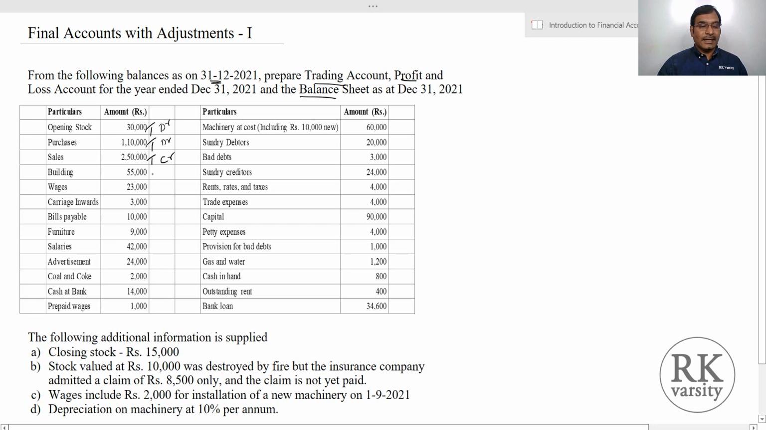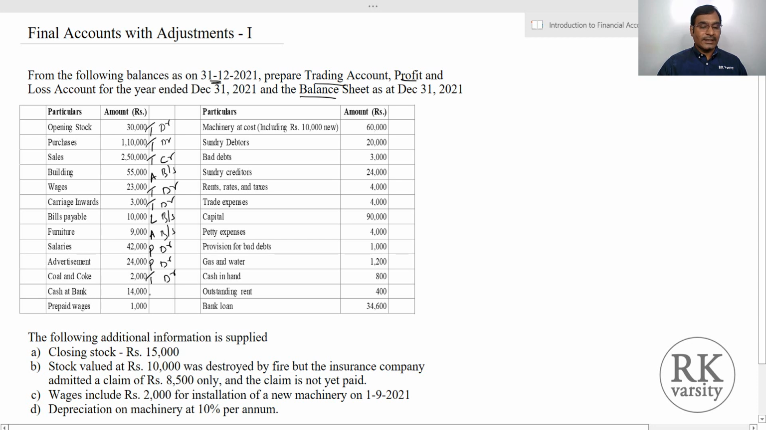Then building is an asset, so it appears on the asset side of the balance sheet. Wages is a direct expense, so it appears on the trading account, debit side. Carriage inwards is a direct expense, so trading account, debit side. Bills payable is a liability, appears in the balance sheet. Furniture is an asset, so it appears in the balance sheet. Salaries is an indirect expense, so it appears in the profit and loss account, debit side. Advertisement is an indirect expense, so profit and loss account, debit side. Coal and coke is a direct expense, so trading account, debit side.